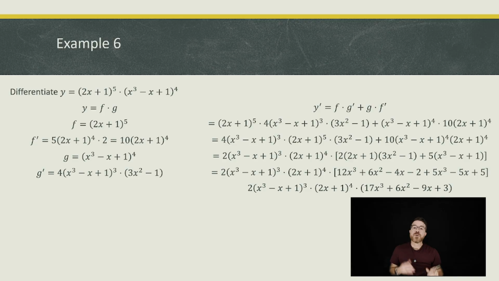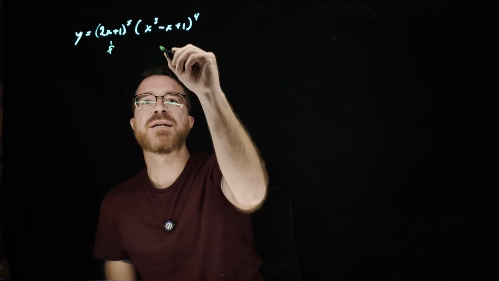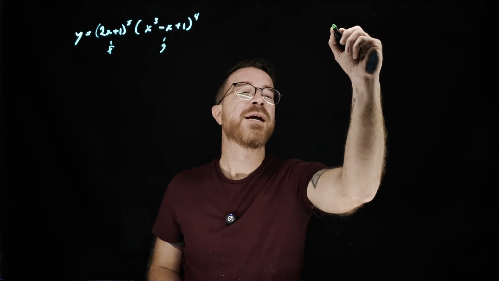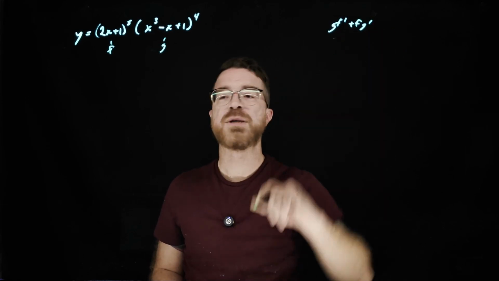For my next example, we have the function y equals (2x plus 1) to the 5th power times (x cubed minus x plus 1) to the 4th power. Now, if you look at this, this is going to end up being our product rule, right? Because we have some function f of x times some function g of x. Now, if you remember, our product rule is that we have g f prime plus f g prime.